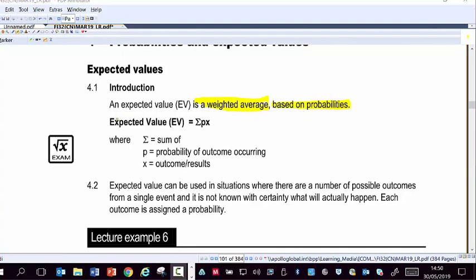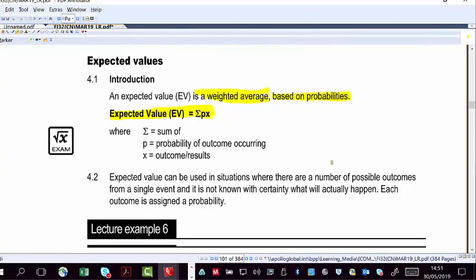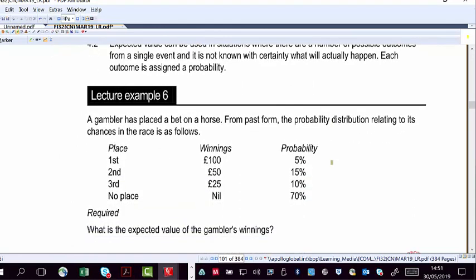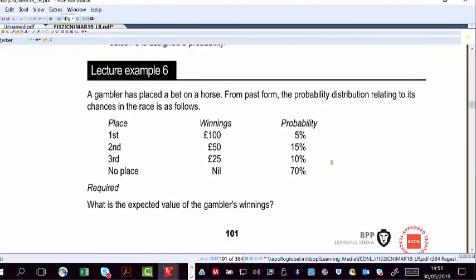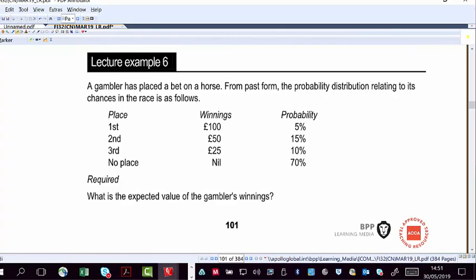Now there's a formula that you get in the exam, it's with you on exam day, so again just being comfortable with pulling that formula from your formula sheet. It's where you take the sum of the probability of the outcome occurring and you multiply it by that outcome. Let's look at lecture example 6 and we'll see if we can calculate an expected value together.